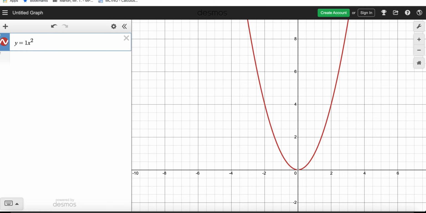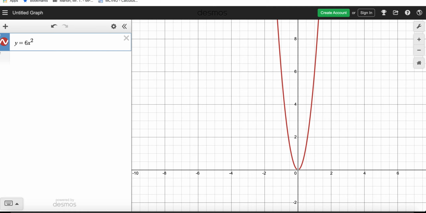So again, that's my parent function, y equals x squared. Multiplying the x squared by any number, let's say 6, will cause the graph to stretch up, stretch vertically. And we will see that with numbers during the virtual lesson.